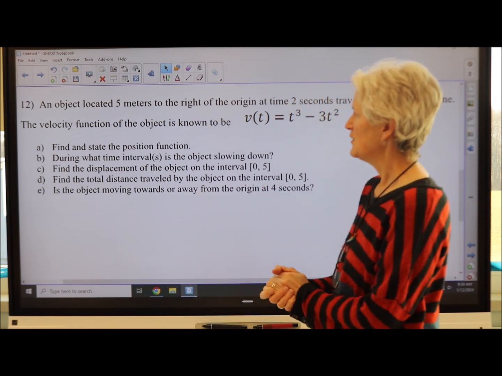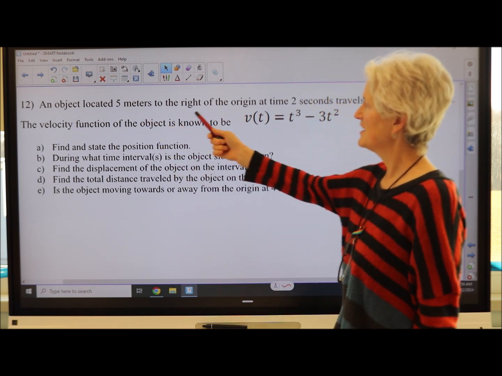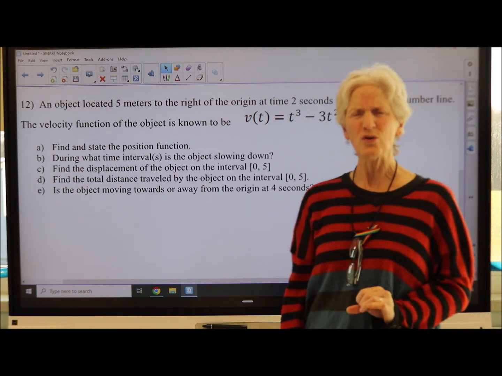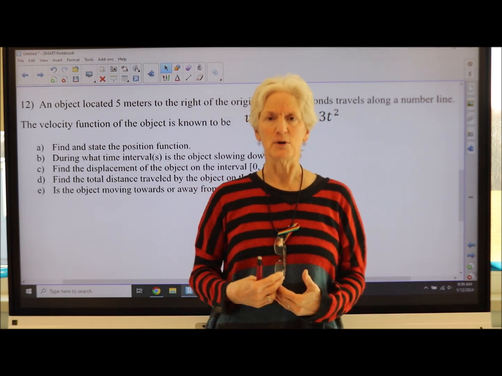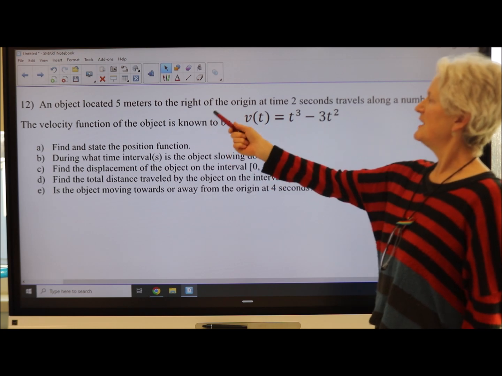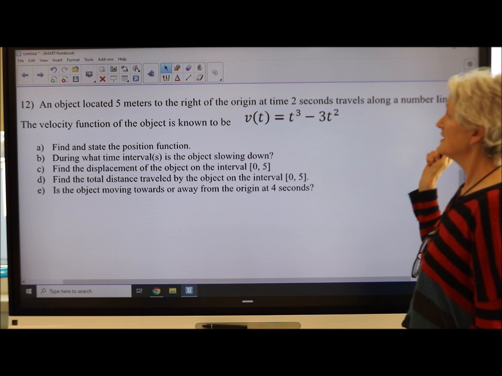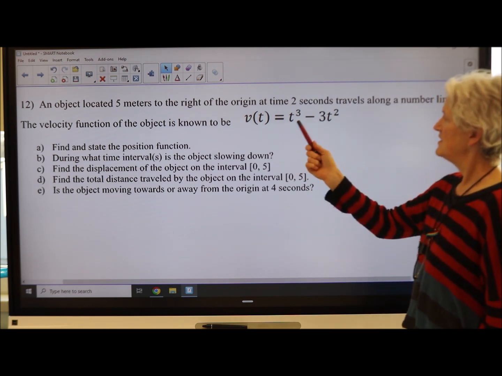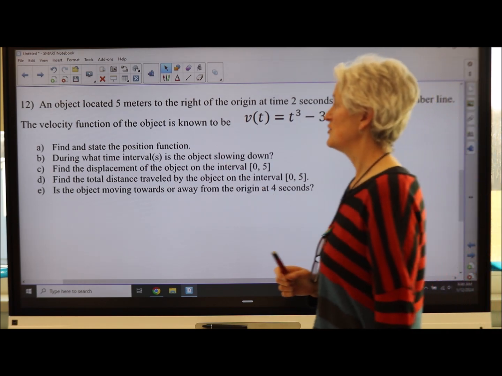All right, so here we go. Let's just go through and do this problem together. An object located 5 meters to the right of the origin, and remember, origin in this context always means 0 on the number line, okay? An object located 5 meters to the right of the origin at time 2 seconds travels along a number line. The velocity function of the object is known to be v of t equals t cubed minus 3t squared. Find and state the position function.